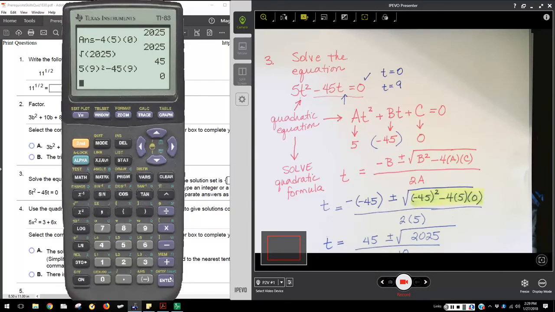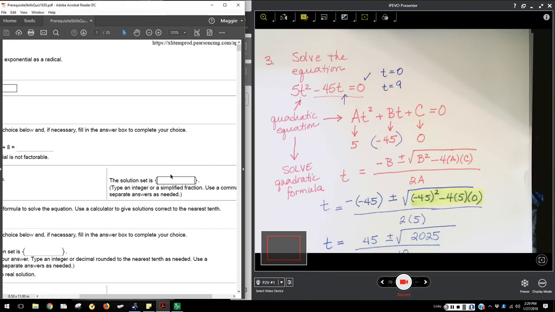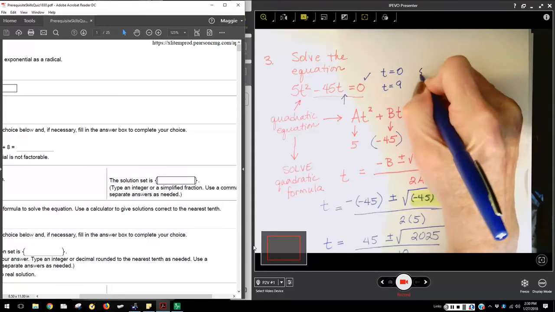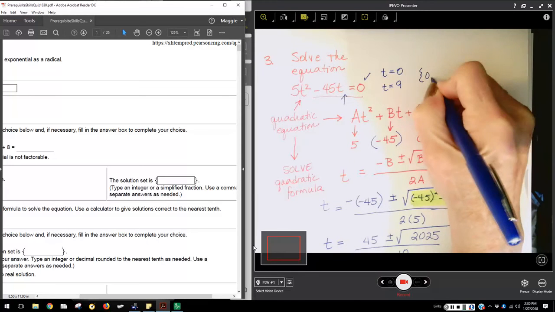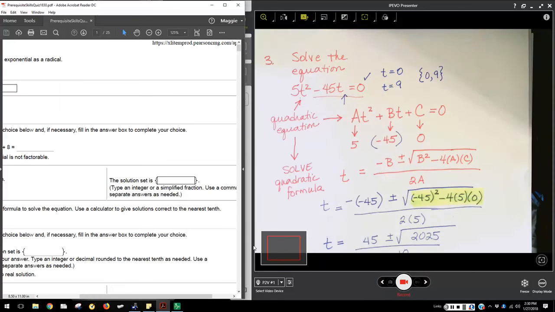So when I'm ready to write my solutions in my math lab, be sure that you write your solution set as the set, and that's what those little wiggly brackets are. The solution set is 0 and 9. The comma tells you that that's 2 separate values. So you're typing the numbers as integers, and you're using a comma to separate your answers.